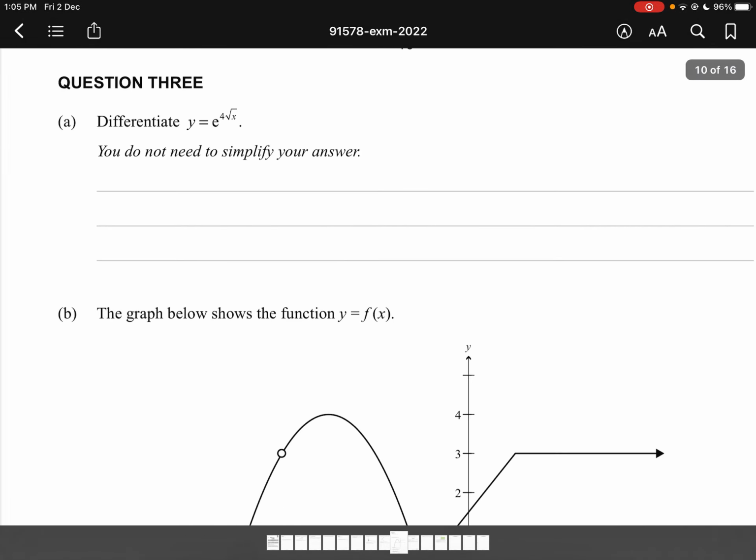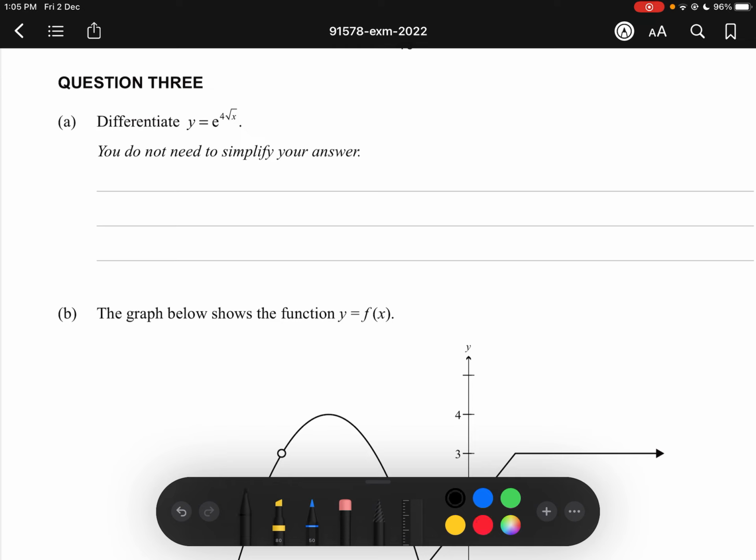Question number 3, we're going to differentiate y equals e to the power of 4 square root of x. In this case, we're just going to be following any other rule with e to the power of something. We're going to find the derivative of the power, multiply by the power, and keep everything else the same. So I'm going to rewrite this as y equals e to the power of 4 root of x, which is equal to e to the power of 4x to the power of 1/2.